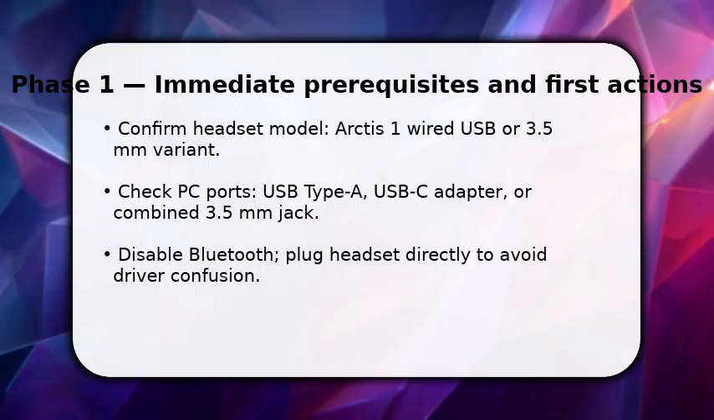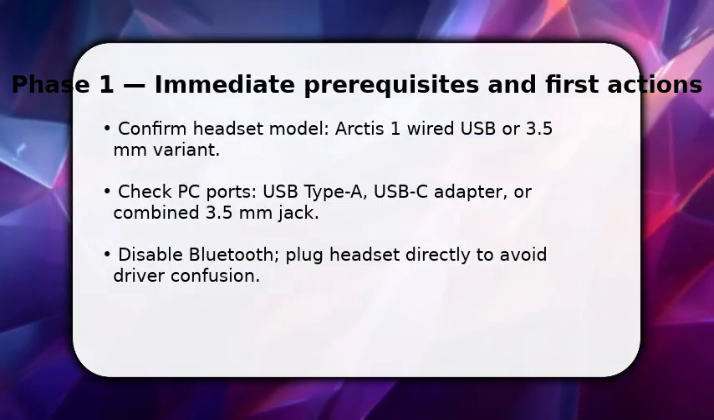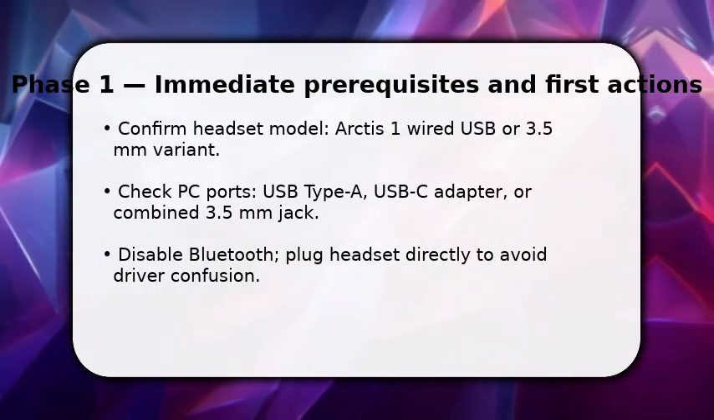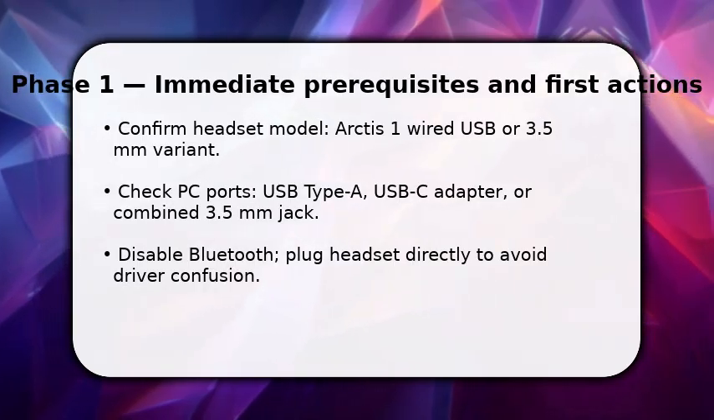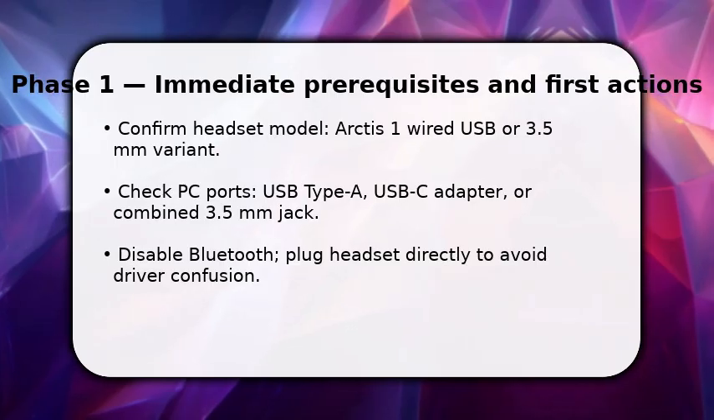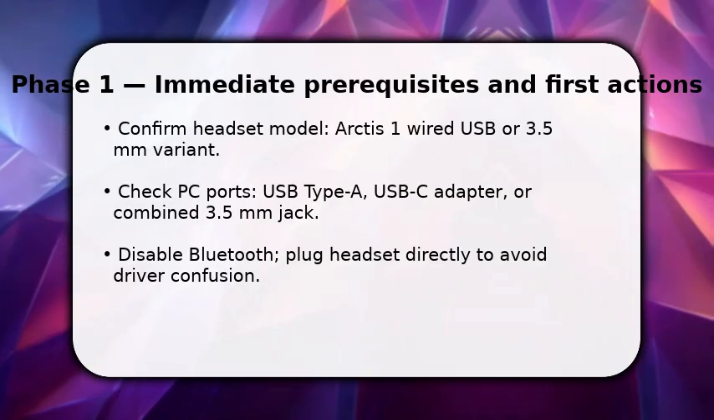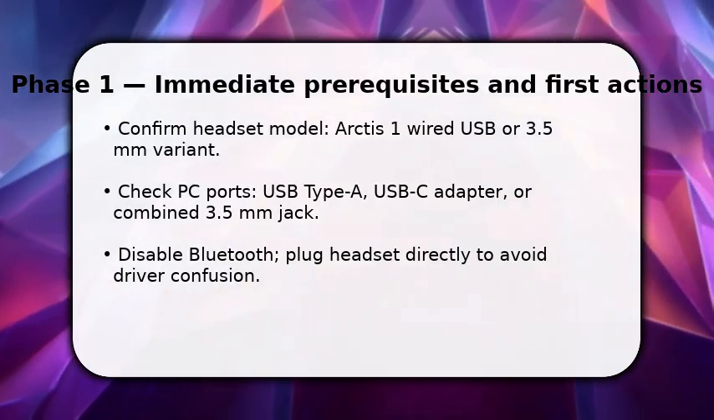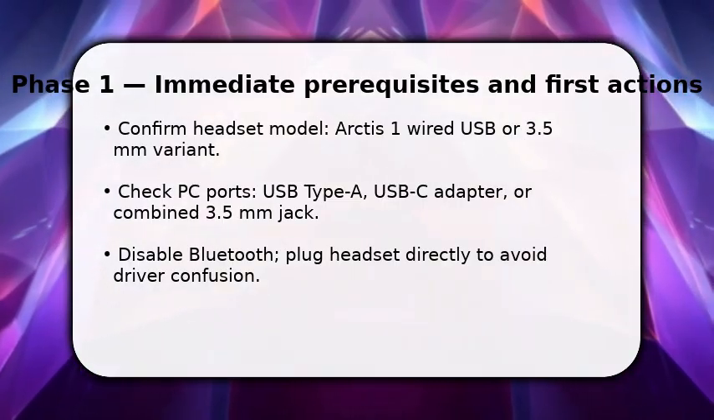You start by confirming the Arctis One version you have and the exact port on your PC. Plug the headset into the proper port now. If it's USB, use a direct Type-A or an adapter; if 3.5, use the correct jack. Once done, make sure Windows recognizes a new audio device in the taskbar. You want a simple physical connection first because software changes rely on a stable hardware link, so don't proceed until the PC sees the headset.